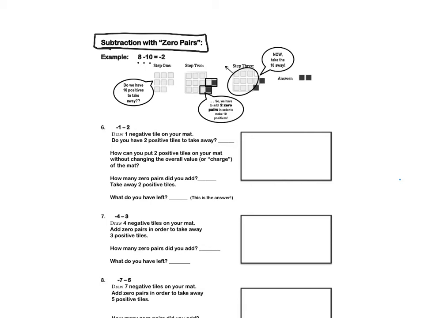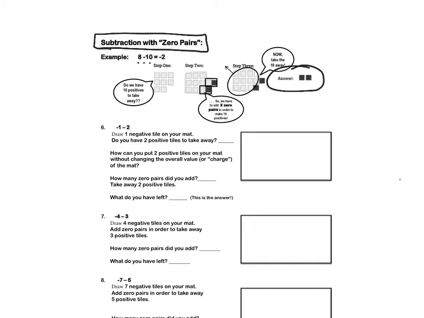A good way to think about it is if you have $1 and you change it into 4 quarters. I didn't change the value. I just changed the way it looked in order for me to put that money in the vending machine. Okay. Once I add those 0 pairs, then I can take 10 away and I can look and see what I'm left with. And that's what you saw in the video.